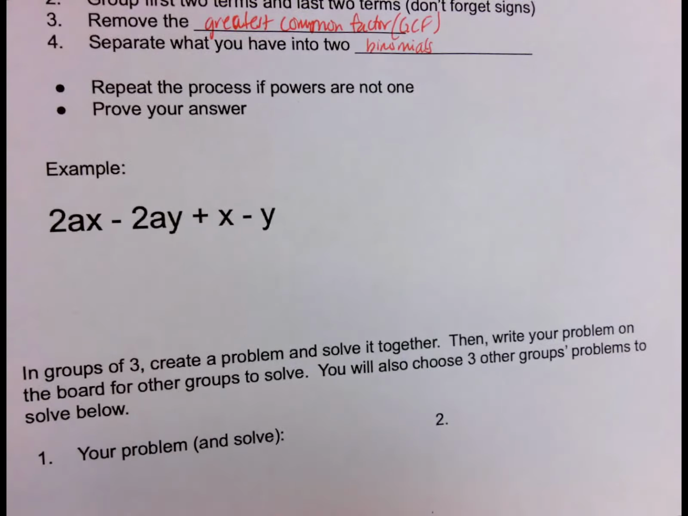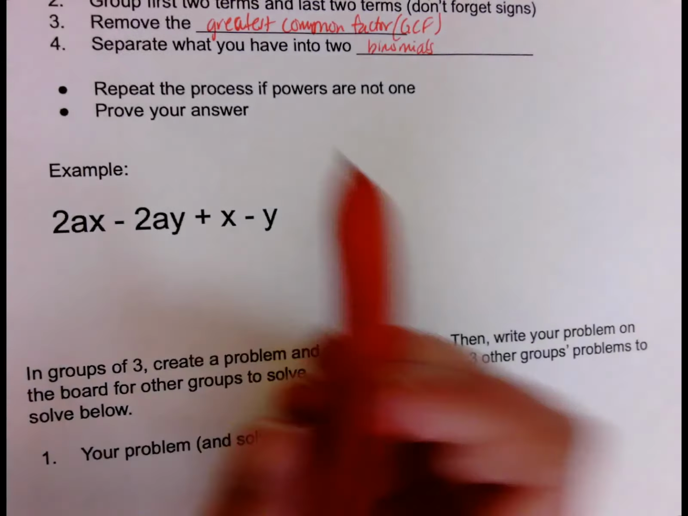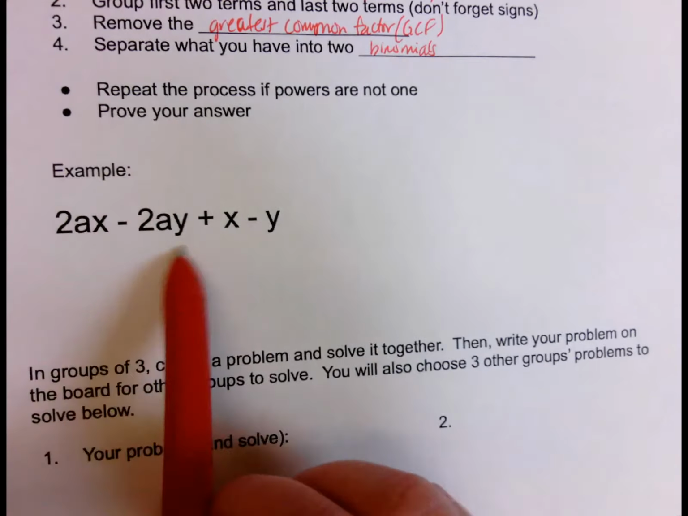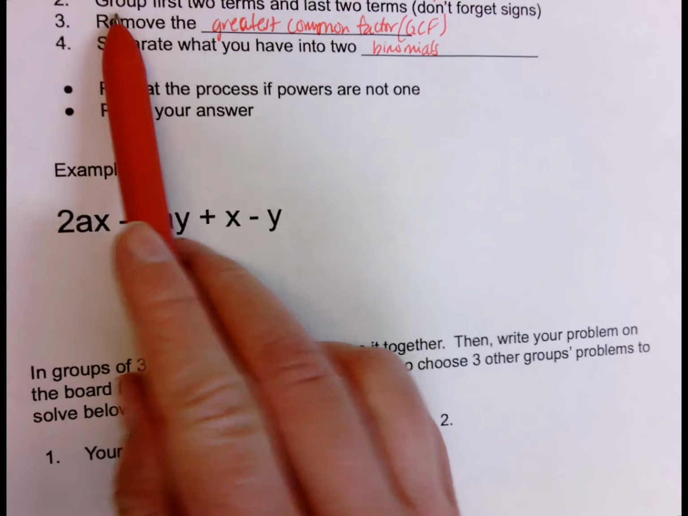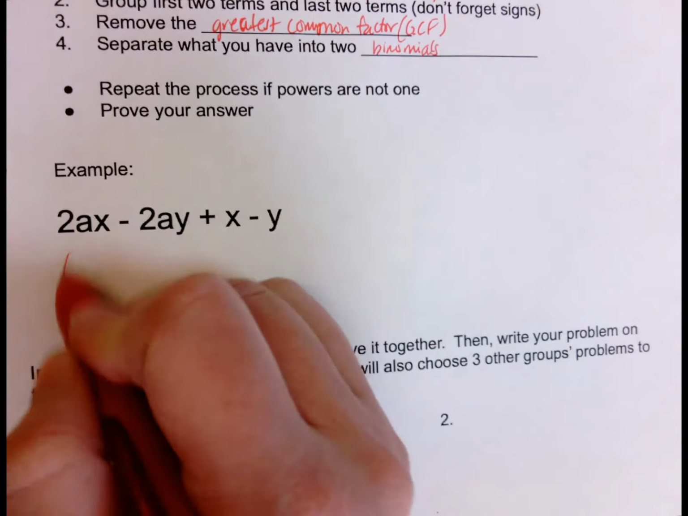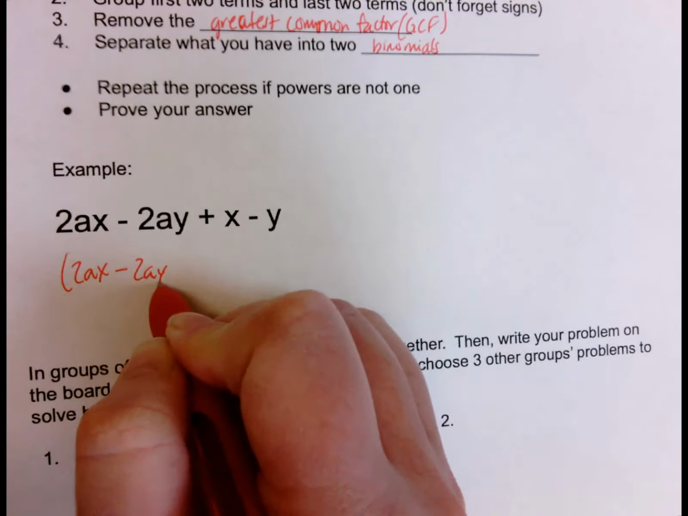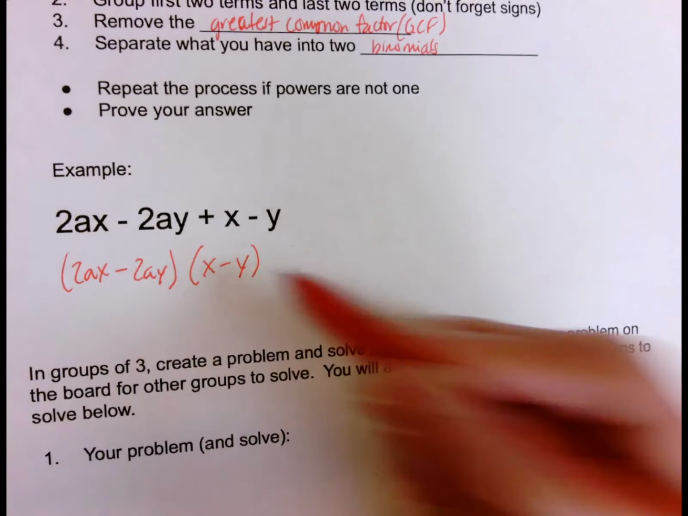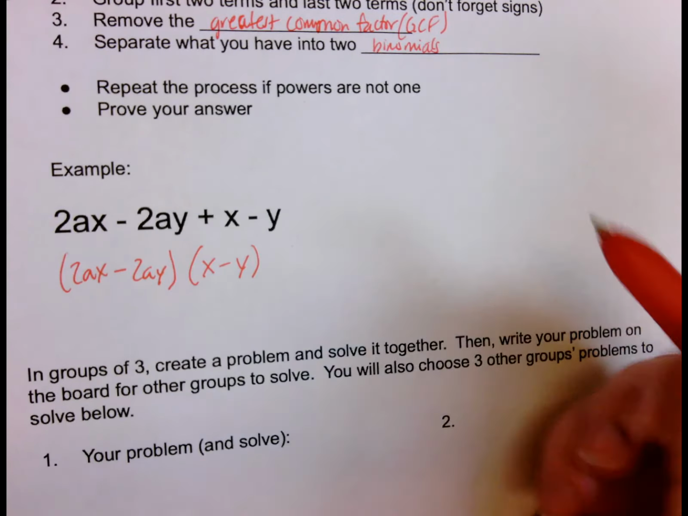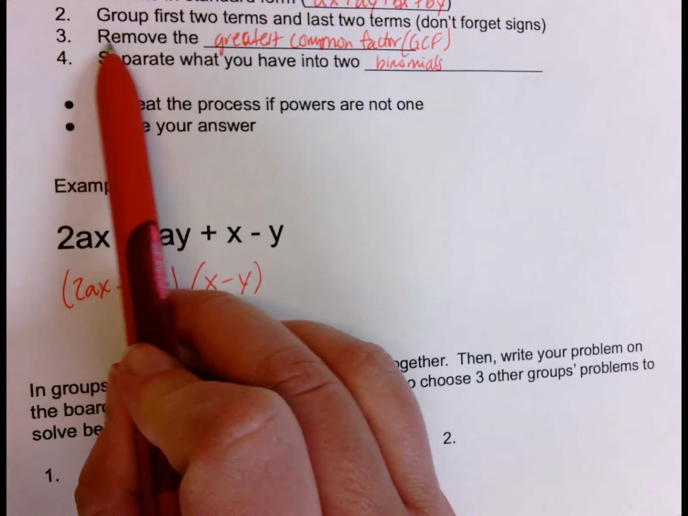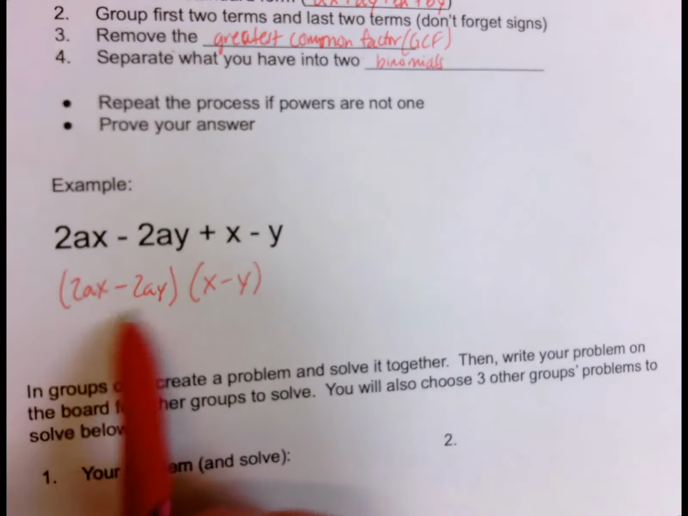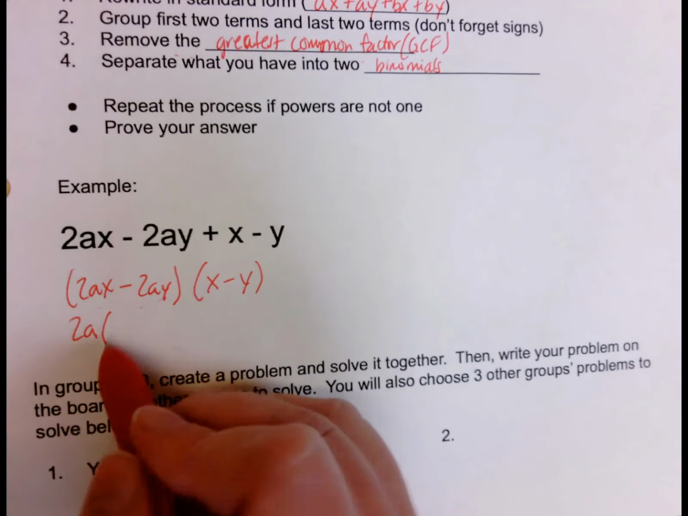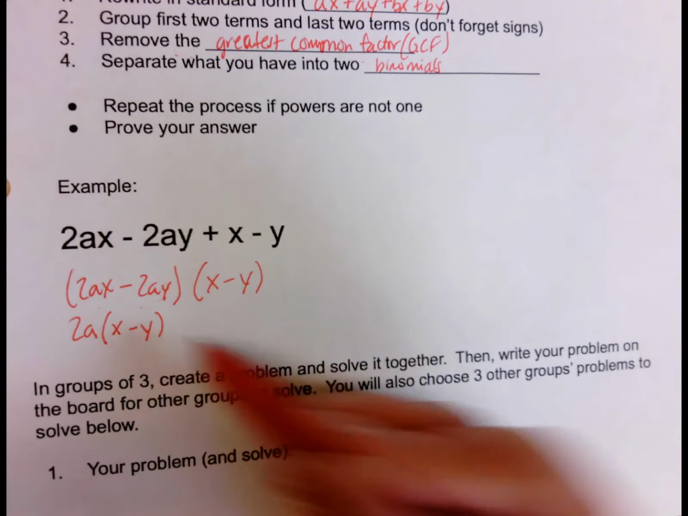So here's your example. We have 2ax minus 2ay plus x minus y. We're going to go ahead and call that standard form. And then we're going to group the first 2 terms, so 2ax minus 2ay. And we're going to group the second 2 terms, so x minus y. Now, what we need to do for the third step is to remove the greatest common factor. So the greatest common factor here is going to be 2a. When I take that 2a out, I am left with x minus y.